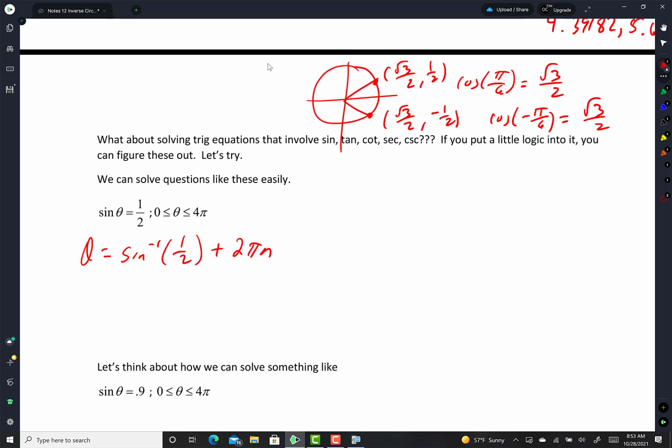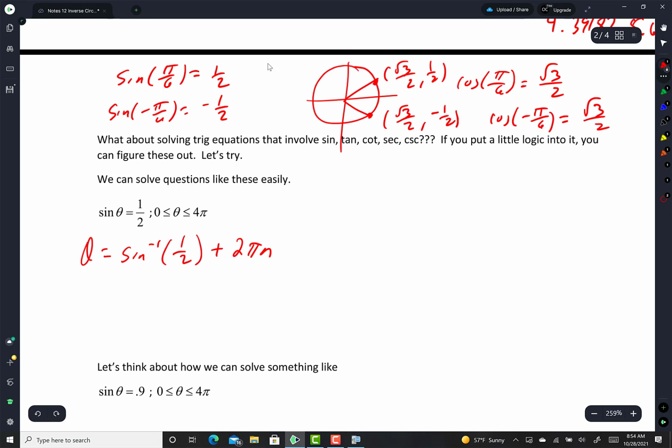But for sine, sine of pi over 6 is a half, and sine of negative pi over 6 is a negative half. Notice that it does not work. Cool? So sine does not have a plus minus. That's the most common mistake you guys make.